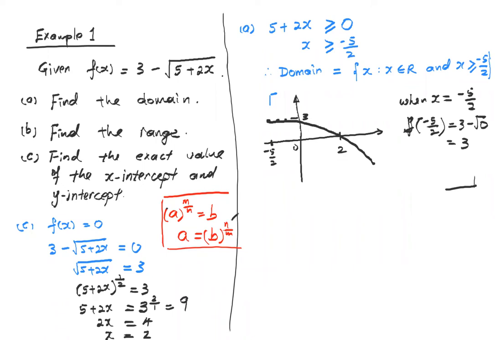So the y-intercept is f(0), which is 3 minus square root of 5 plus 0. So it's 3 minus square root of 5. Can someone give me the approximate value of square root of 5, without a calculator? 2 point something. How do you know it's 2 point something?